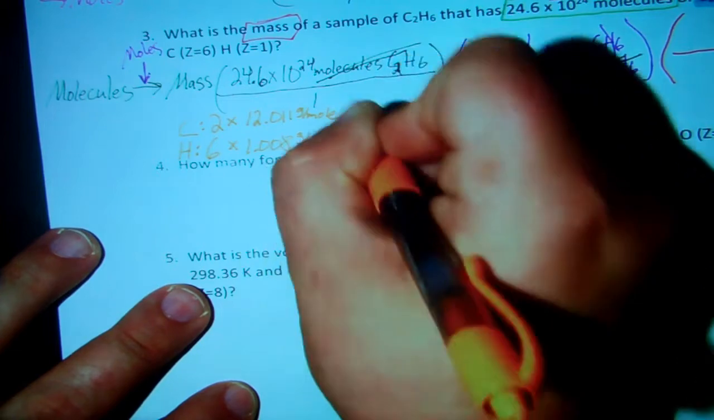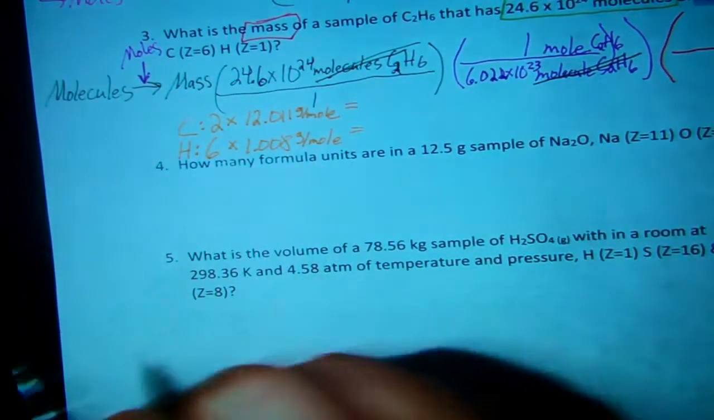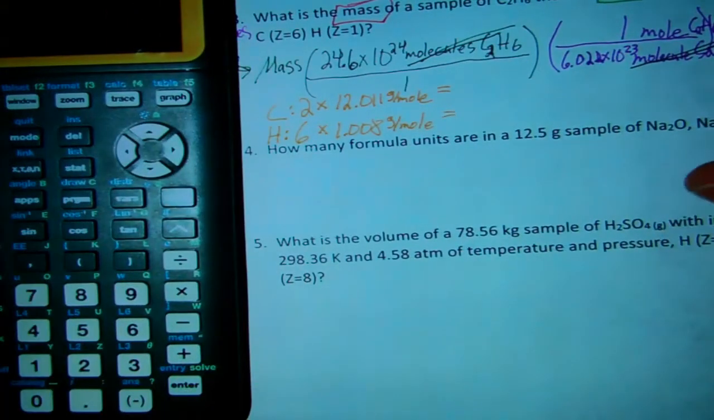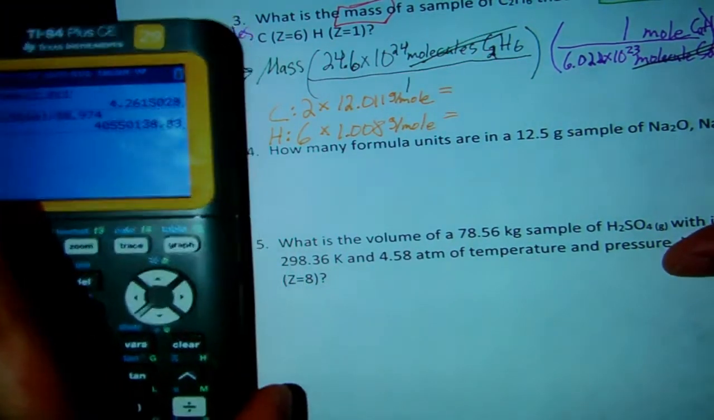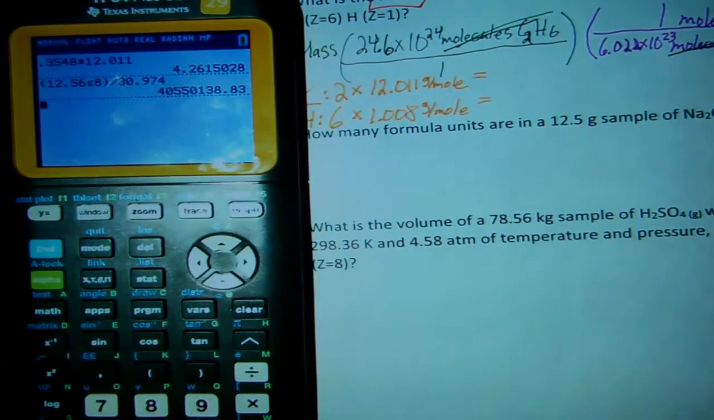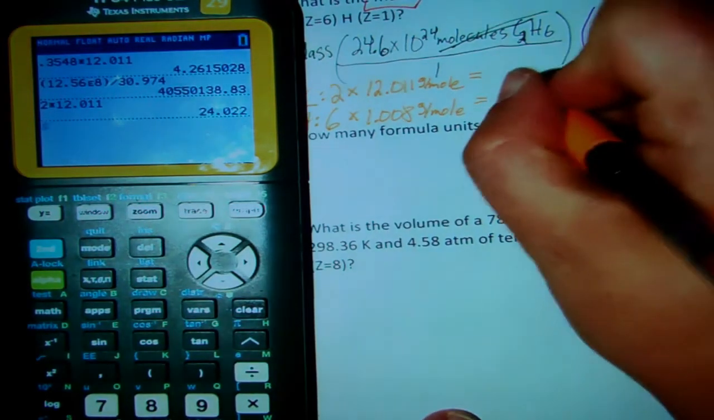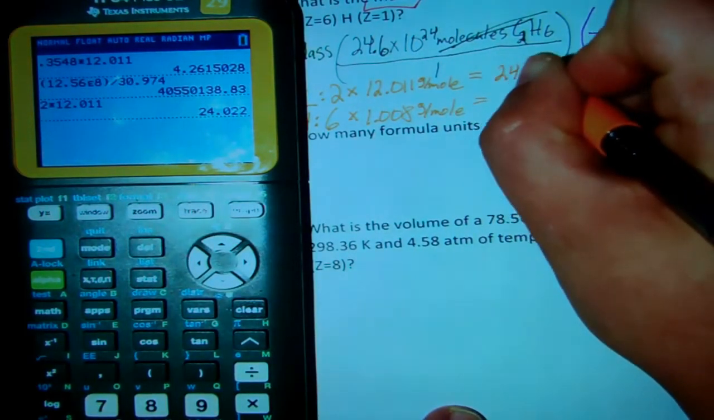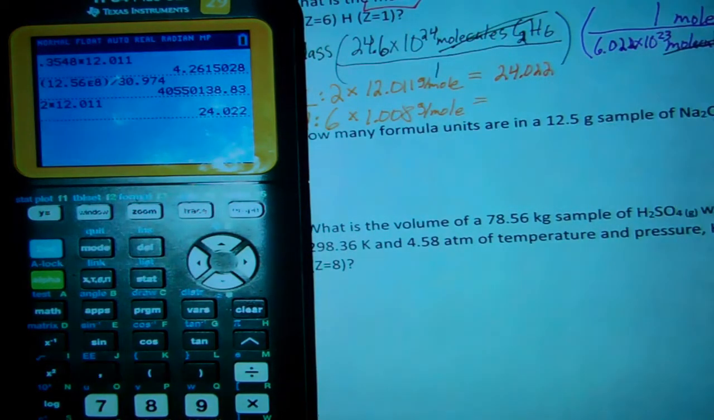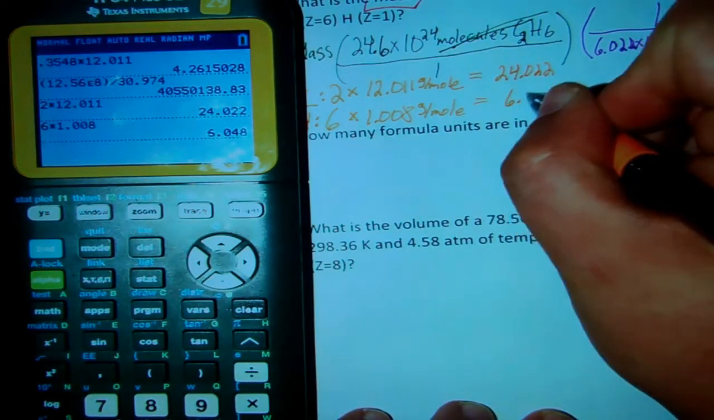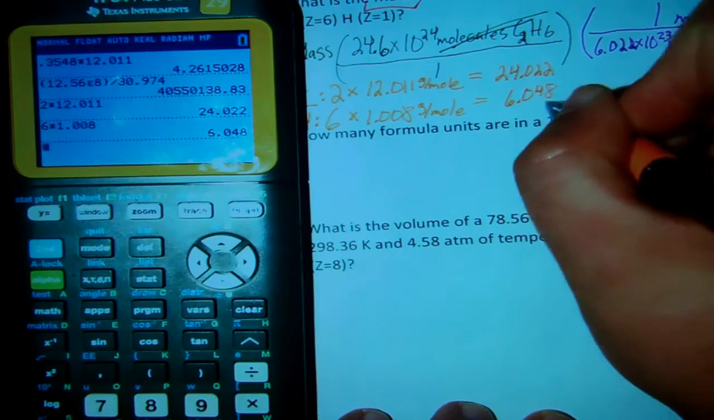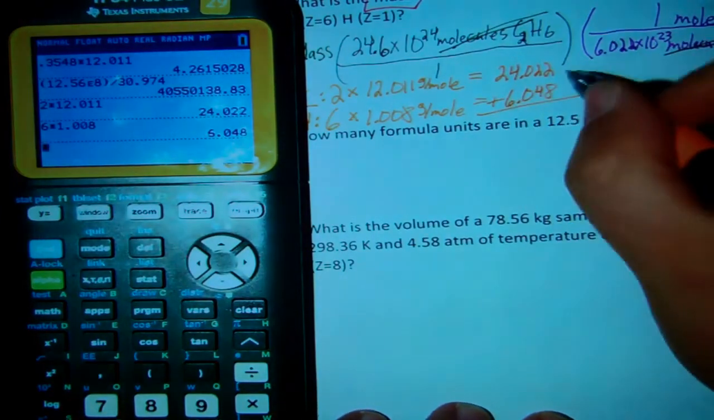Then you're going to find that answer for those two. So all you're going to do on your calculator is 2 times 12.011 to give you 24.022, and 6 times 1.008, which gives you 6.048. You're going to add these two together. Those are grams per mole.